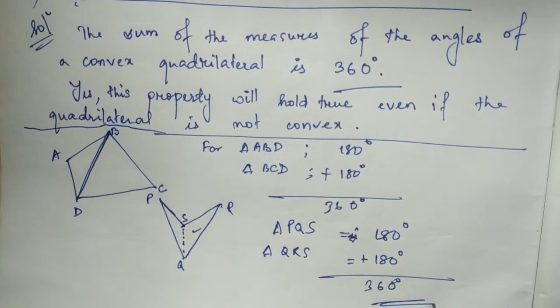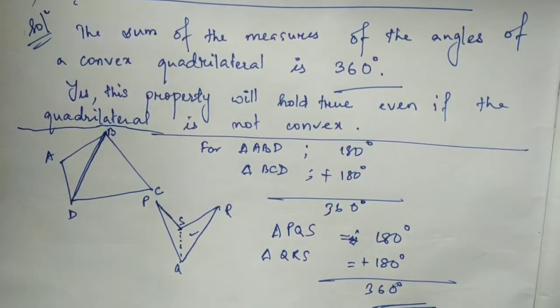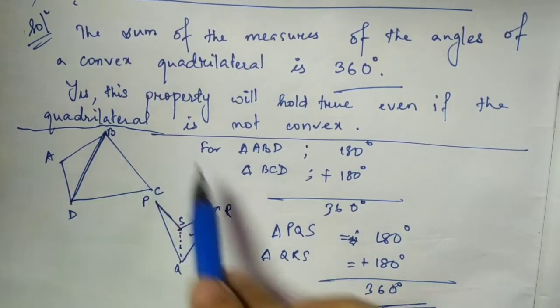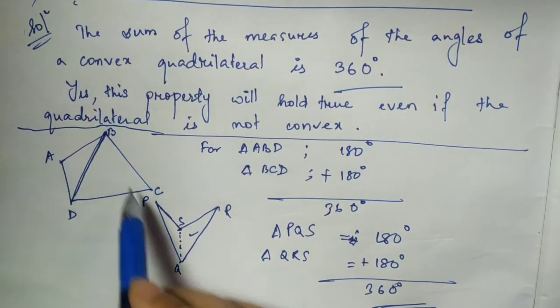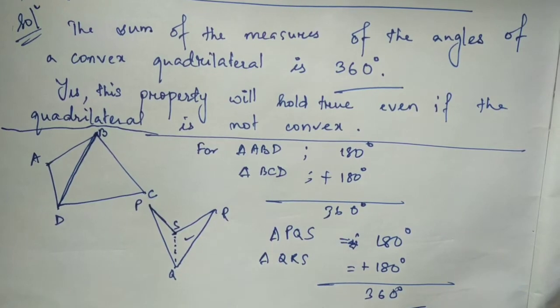So you can see that whether it is a concave or convex quadrilateral, both will give me the interior angles. These are interior angles, right? The sum of all the interior angles of a quadrilateral is equal to 360 degrees.